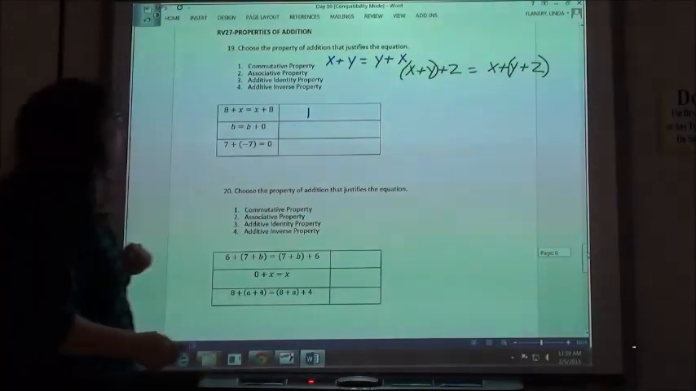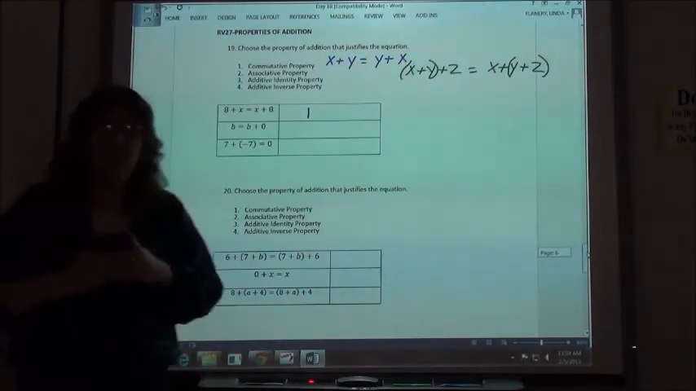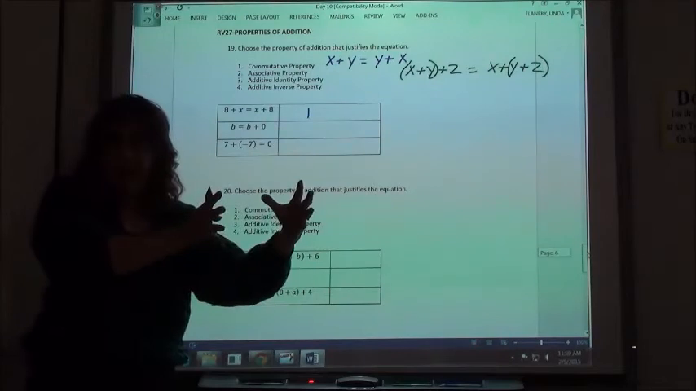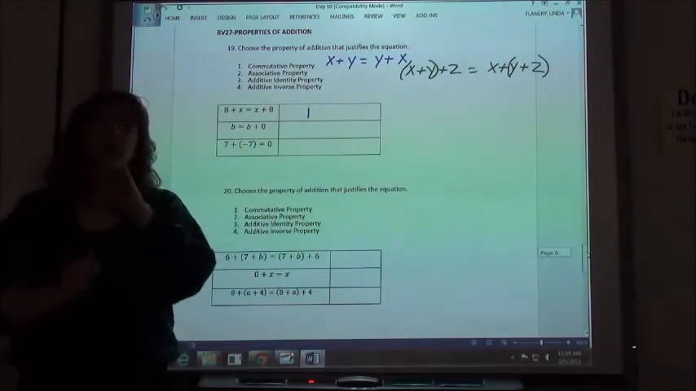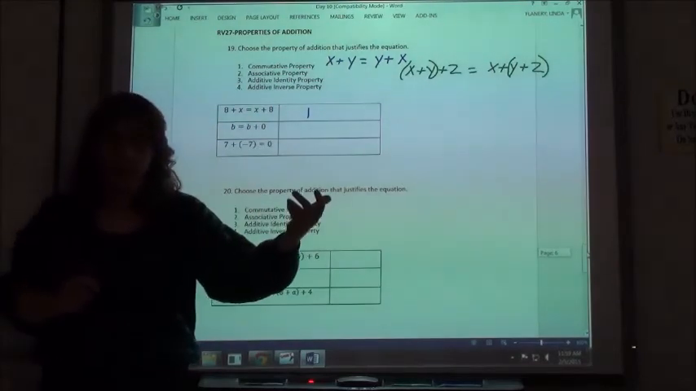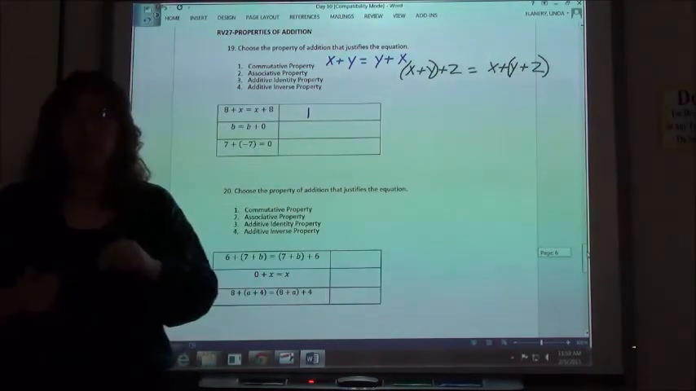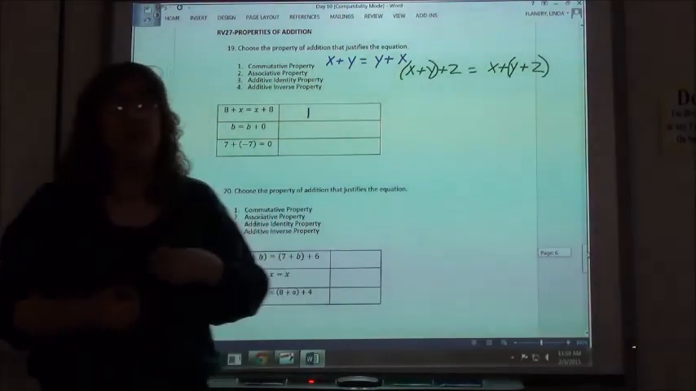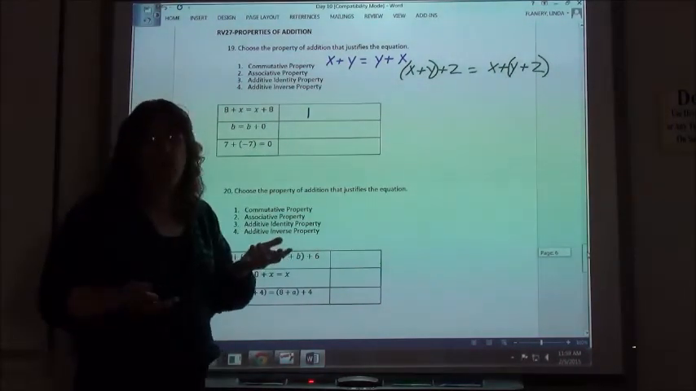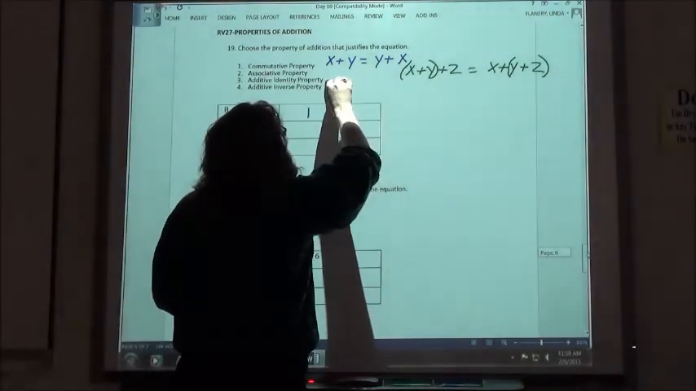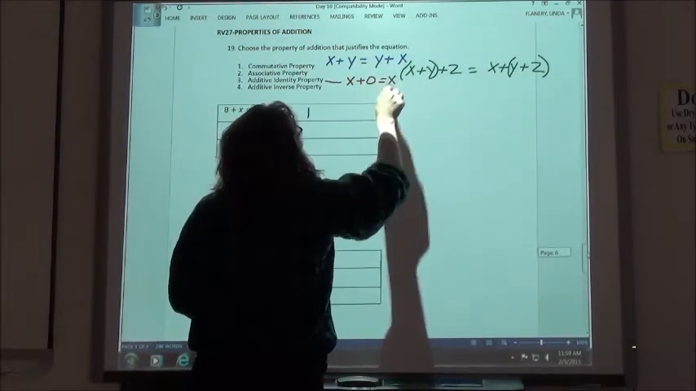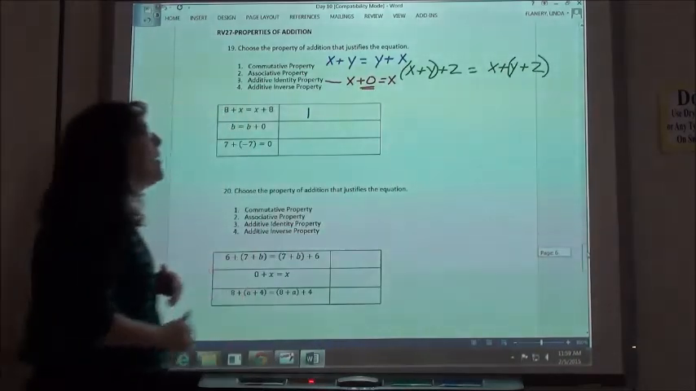Additive identity property. When you think of your identity, you want to think about looking in the mirror. What I start with should be the same thing I'm looking at, right? So if I'm going to add something to 3 and still get 3, I would add a 0 to it. My additive identity property says if I add 0 to something, it's not going to change its value. So the example is going to be something like x plus 0 equals x. I added 0 in that problem.